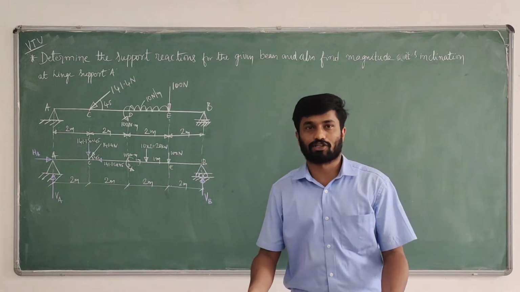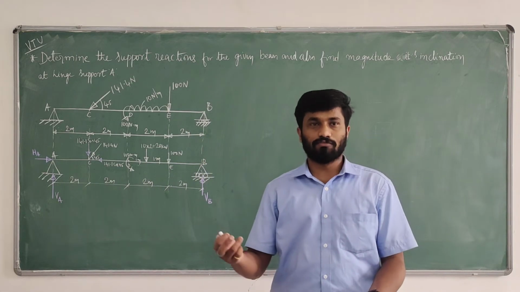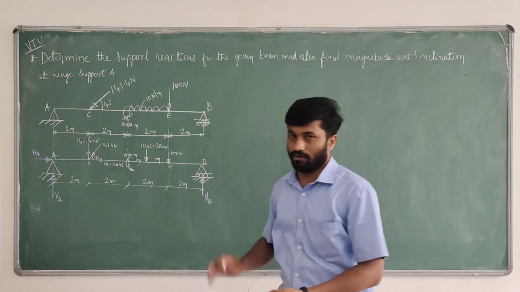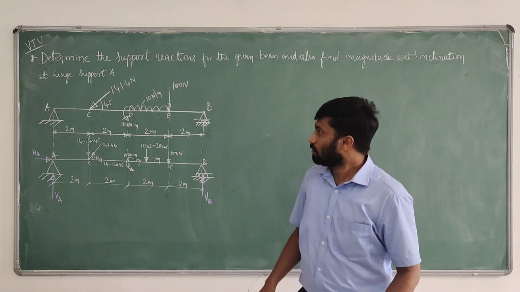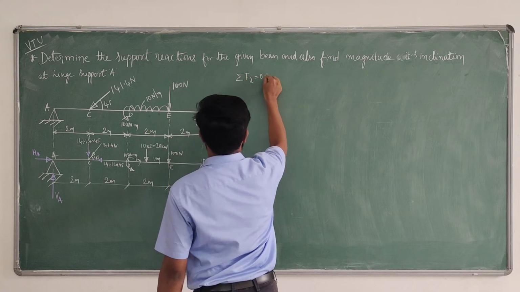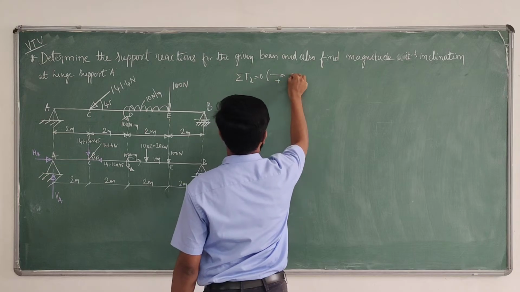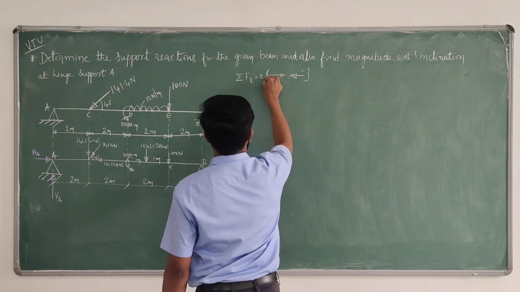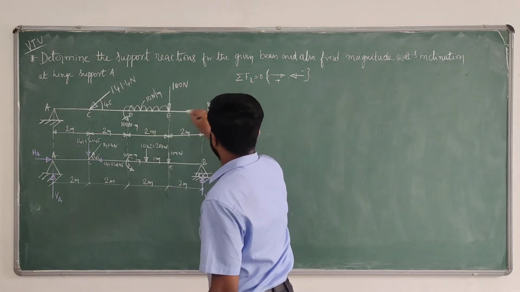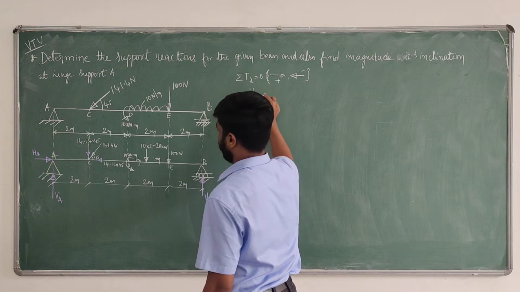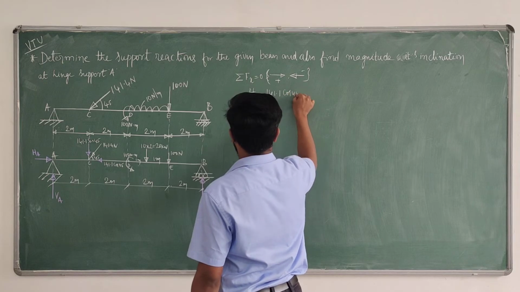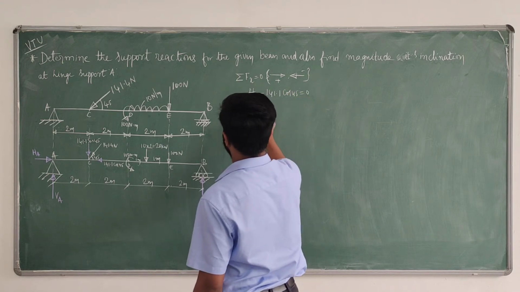How? By applying the equations of equilibrium: sigma Fx equals 0, sigma Fy equals 0, and sigma moment at any point, at A or at B, you can take to determine the unknowns. First I will apply sigma Fx equals 0. All right side forces are positive, left side forces are negative. How many horizontal forces? Only 2. Therefore, first plus HA because it acts on the right side, and minus 141.1 cos 45 equals 0.